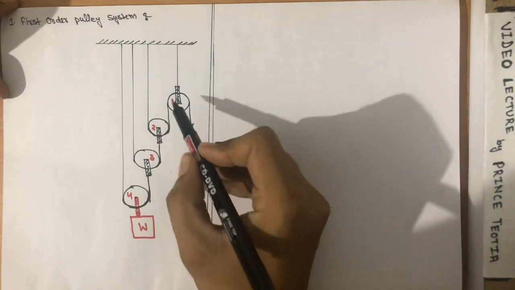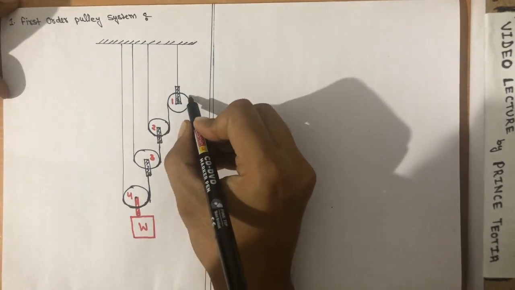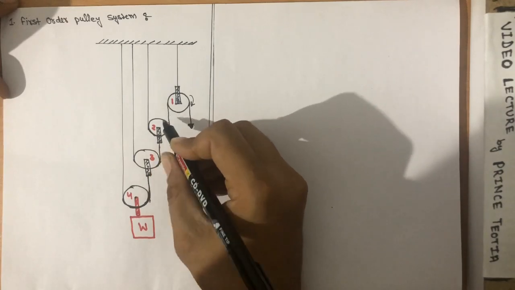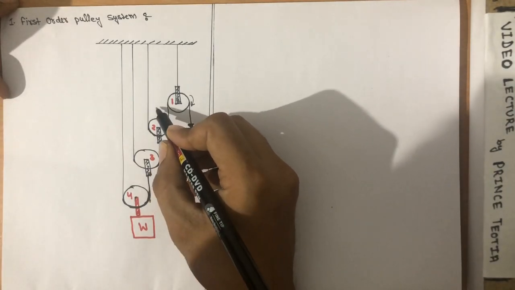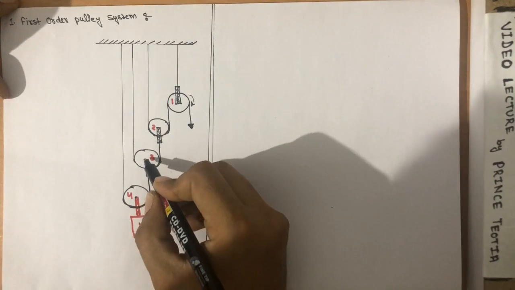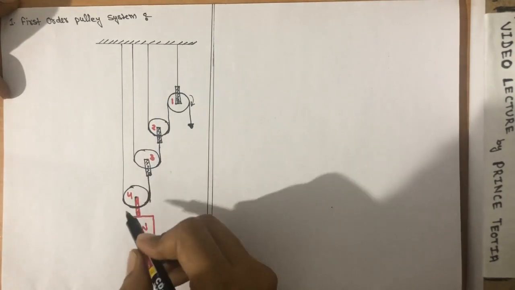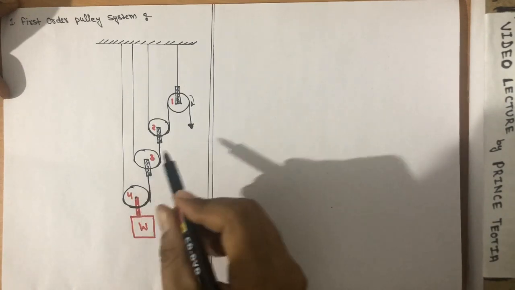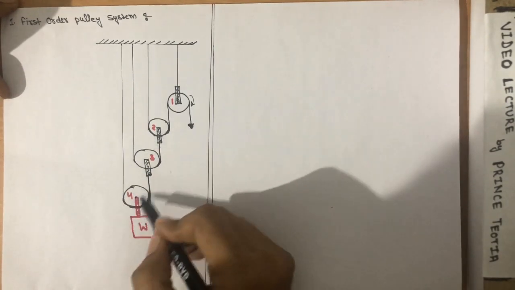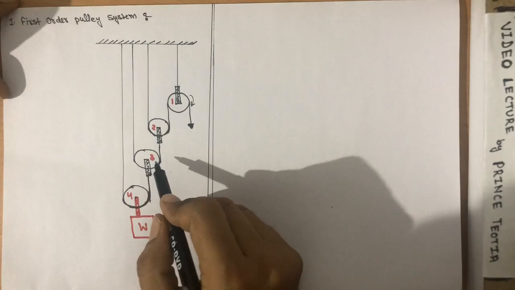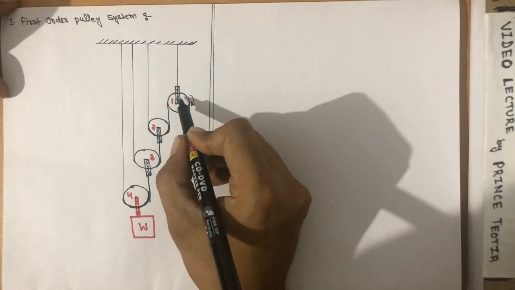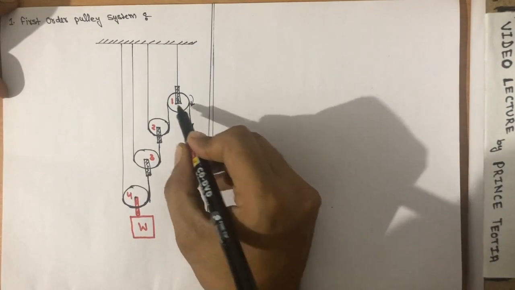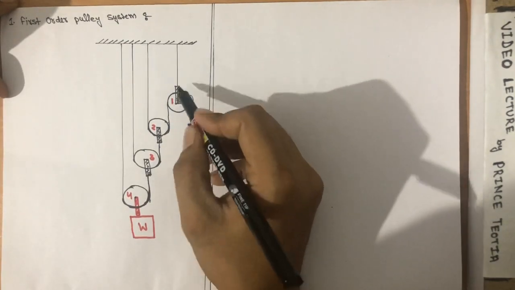If we apply the effort, then this pulley can rotate, and due to this the pulley will lift in the upward direction, and then this pulley will lift in the upward direction. So these 3 pulleys can move in upward and downward direction, but this pulley is fixed. It can rotate but cannot move in upward and downward direction.